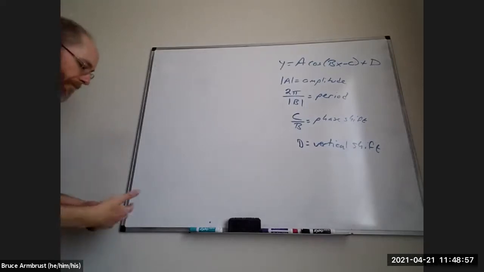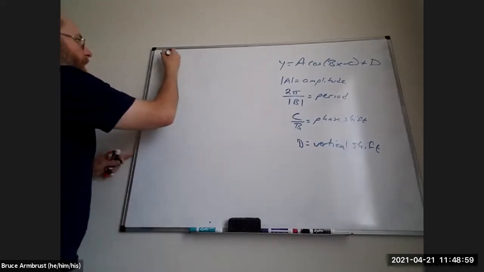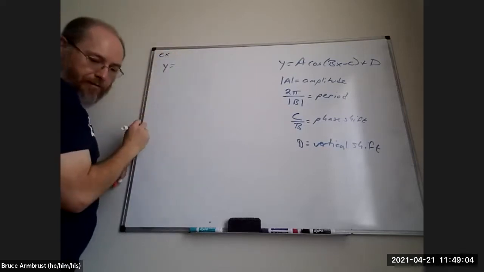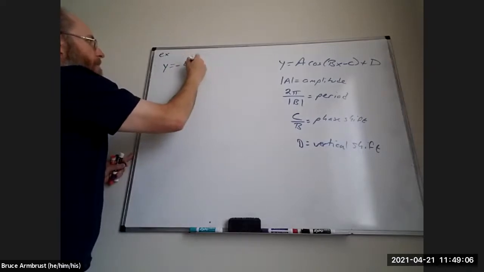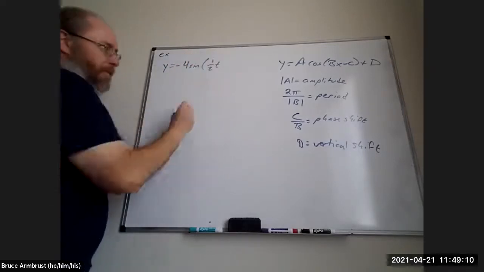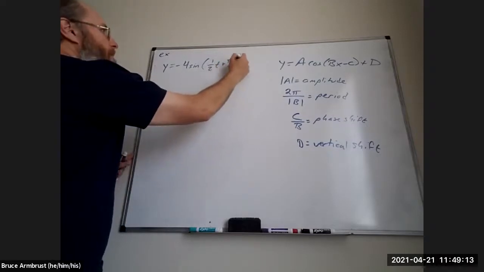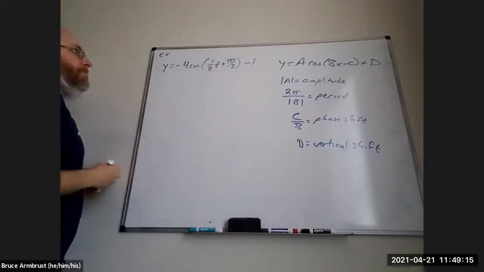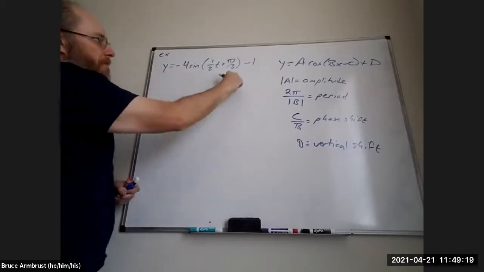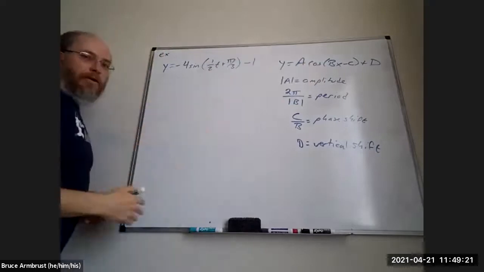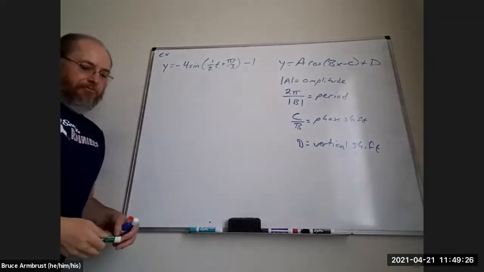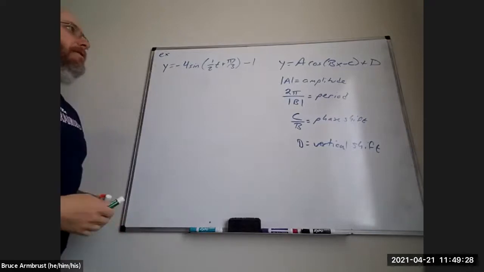So suppose I ask you to draw the graph of y equals negative 4 sine of 1/2 t plus pi over 3, minus 1. So if you look at this and compare it, we have every one of them, every piece here. So let's get all the information and let's piece it together.